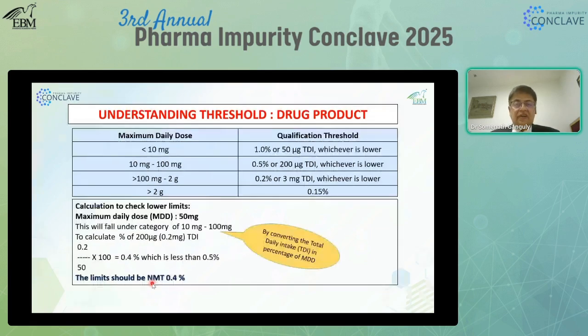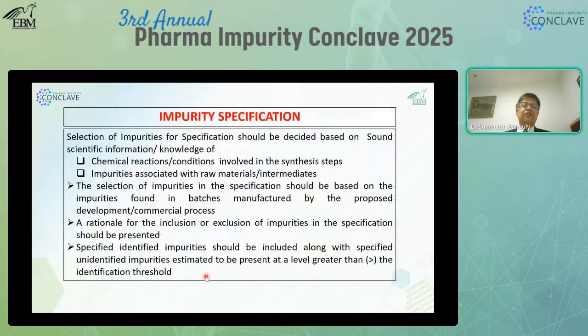Similarly, qualification threshold. Also, it is the category with the same maximum daily dose and the qualification threshold. These are the categories. Here also I have given one hypothetical example. Once again, we have to calculate and we have to set what is the limit. Okay. So now come to the impurity specification.